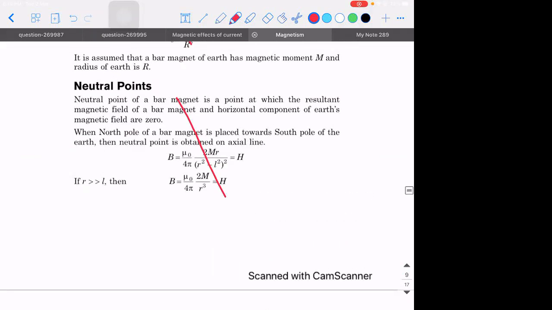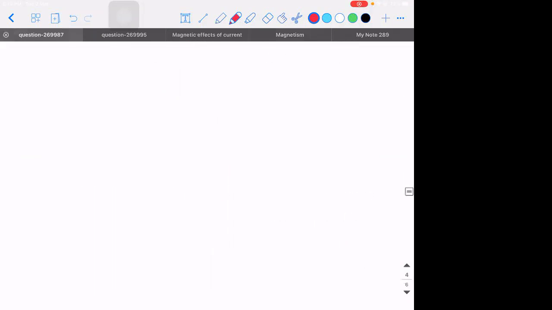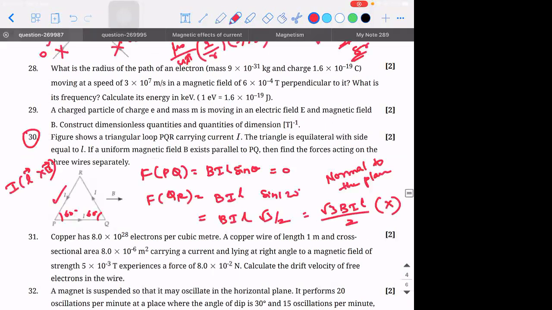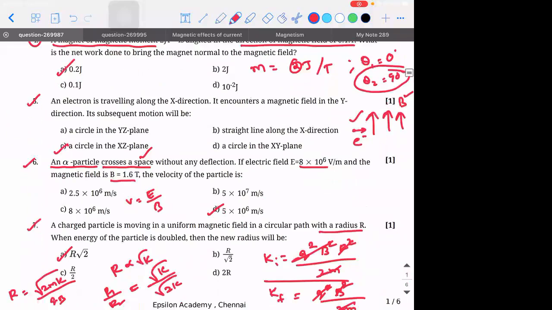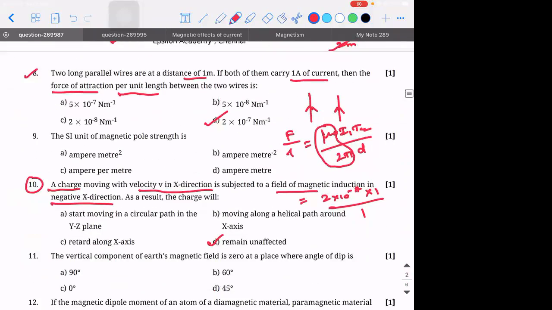Okay. So we will try out a few problems based on this concept. We'll do only those based on Earth's magnetic field. Okay. So the SI unit of magnetic pole strength is ampere meter square. If you know, it is enough.